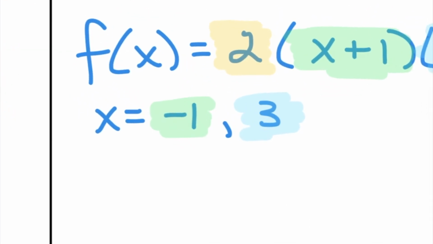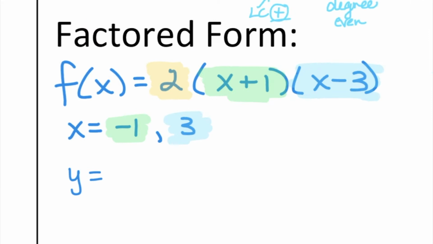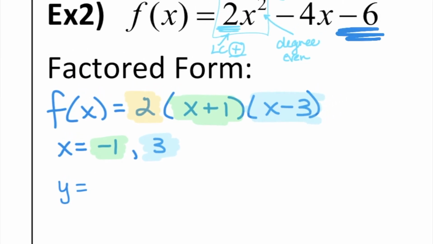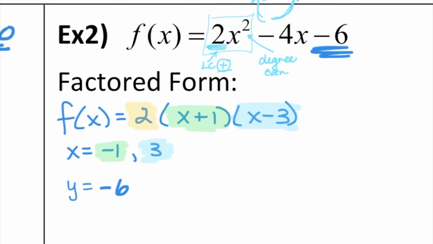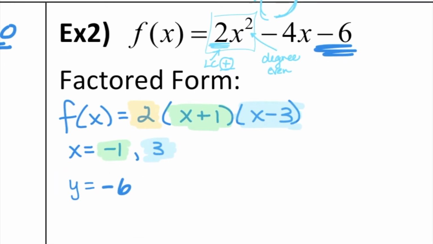And your y-intercept then is going to be -6. So y equals -6, your y-intercept. So the next thing that we're going to do is look at the graph of this.